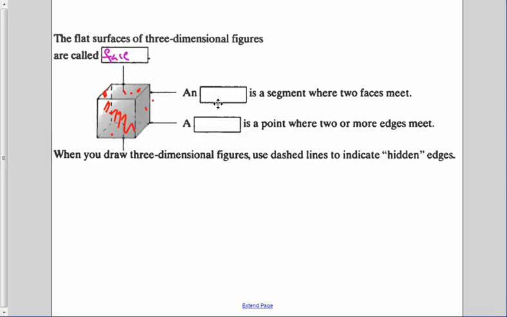And then we have our edges. Our edges are the segments where two faces meet. The easy way to think of this, an edge are the straight lines. And then last is our vertex. A vertex is a point where 2 or more edges meet. So we could count this up and say that I've got 1, 2, 3, 4 vertexes on this side, and then I've got 1, 2, 3, 4 vertexes on the back. So there are 8 vertexes altogether. We don't want to double up when we count these. And when we draw 3D figures, we use dashed lines to indicate hidden edges.